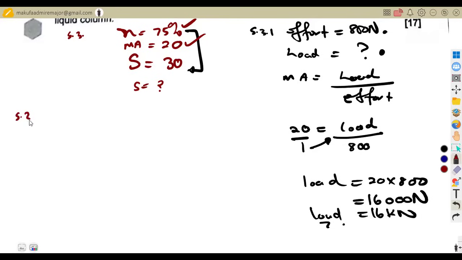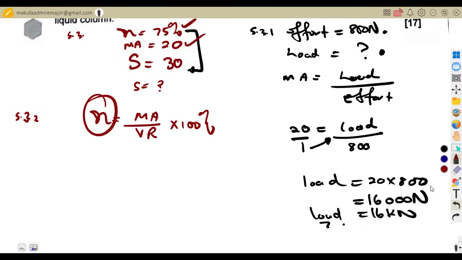All right, 5.32. The displacement ratio, I'm just going to write it as the velocity ratio, so that we do not have confusion. Efficiency is the mechanical advantage over the velocity ratio times 100%. So in this case, our efficiency as a percentage is 75, right? So that 75 is equal to, we have the mechanical advantage of what?